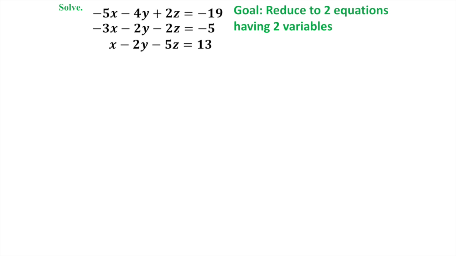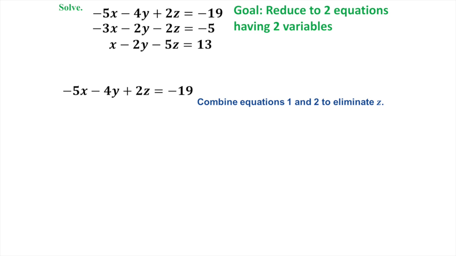So my goal again is to reduce this down to 2 equations with 2 variables. So I'm going to take my z's and try to eliminate those. First of all, I've got a positive 2z here and a negative 2z here. So if I just simply add equation number 1 and 2 together, I can eliminate my z's. So there's equation number 1. Here is equation number 2. Okay, I got those just from right up here.